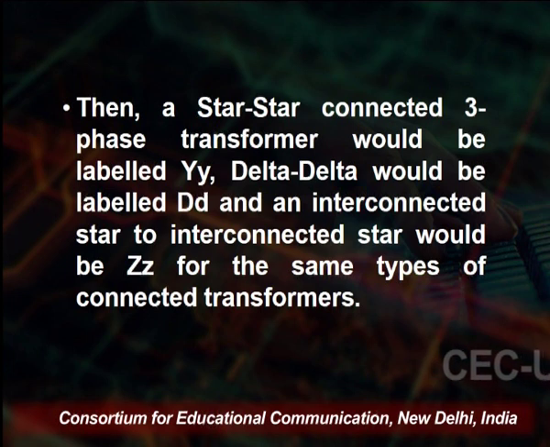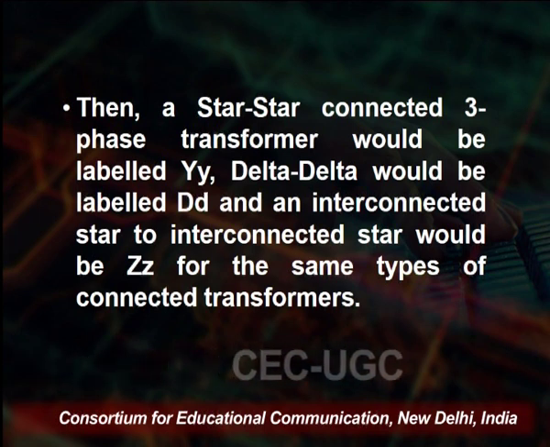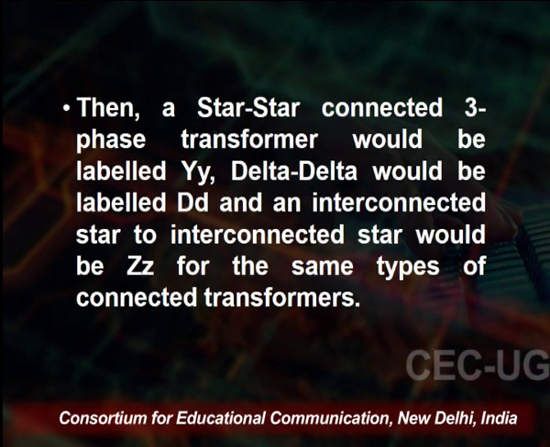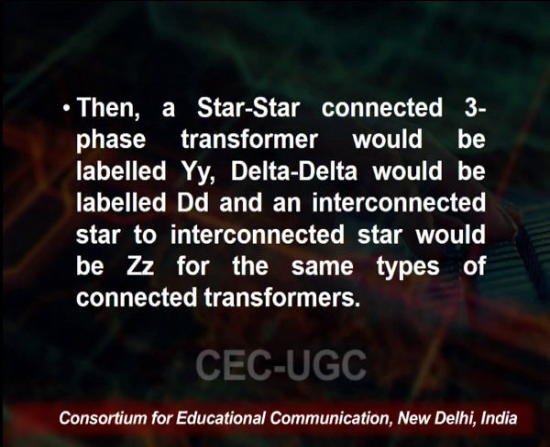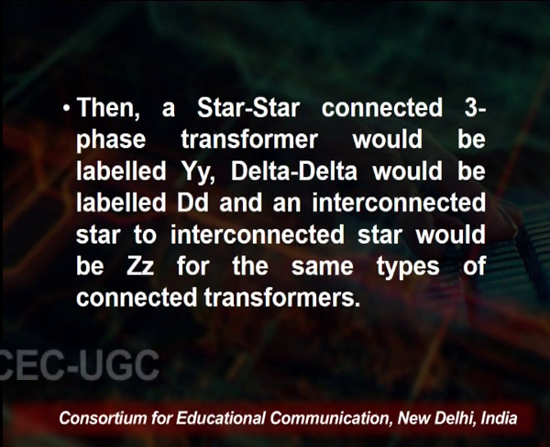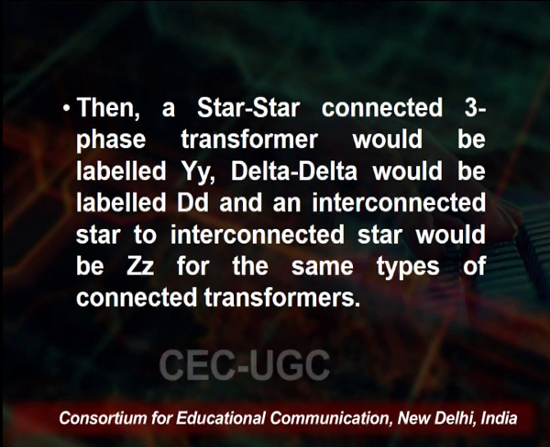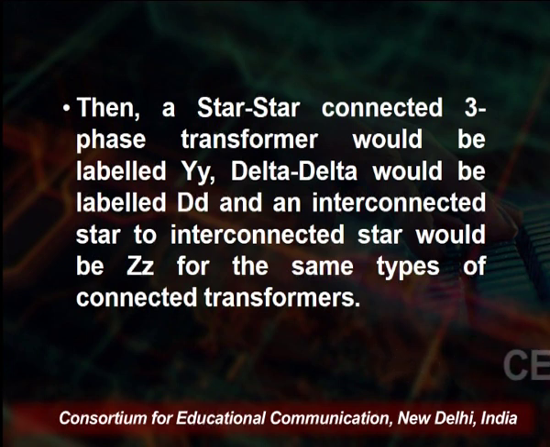So, a star connection 3-phase transformer would be labeled as capital Y and small y, delta would be capital D and small d, and the interconnected would be capital Z and small z for the same type of connected transformer. Y for the star transformer, D for the delta transformer, Z for the interconnected star.